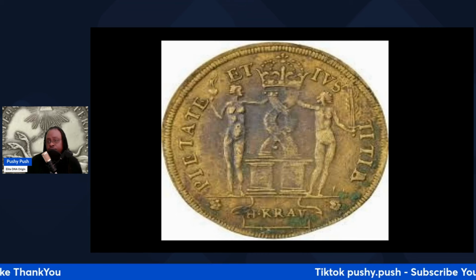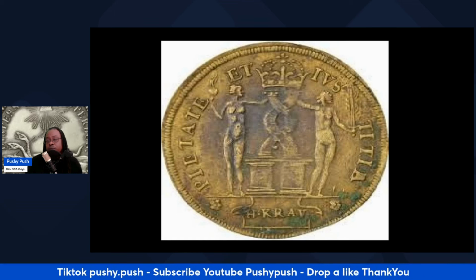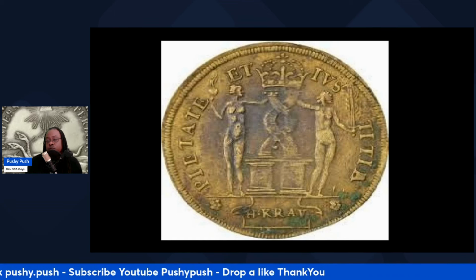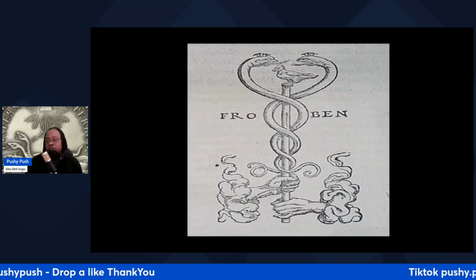These coins are 16th and 17th century coins. What are they trying to tell you? I mean, think about this. This is a DNA symbol. And this is why we have to go back and you have to look at this stuff.